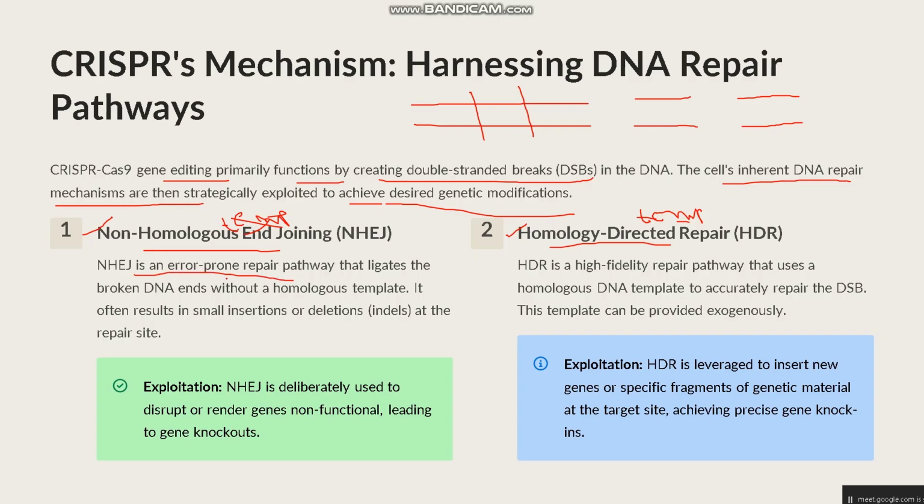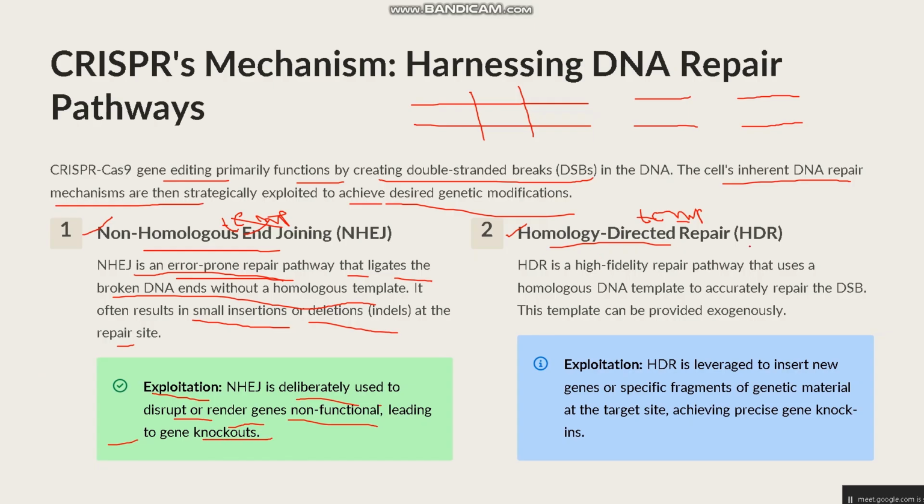Non-homologous end joining is an error-prone repair. That is why it is used in gene knockout. It ligates the broken DNA ends without a homologous template. There is no use of a template. It often results in small insertions or deletions at the repair site. It is deliberately used to disrupt genes and render them non-functional, leading to gene knockout.